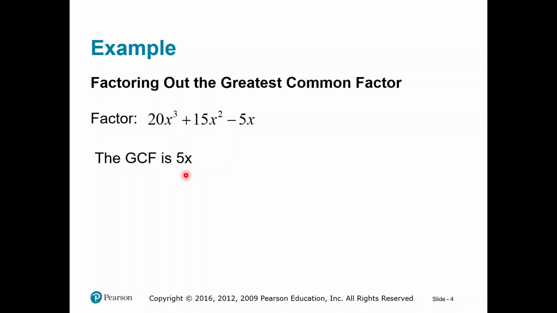So now we want something to multiply to the GCF and give us the original polynomial. So it turns out that if I take 5x times the parentheses of a trinomial, 4x squared plus 3x minus 1, together the product will give us the original polynomial.